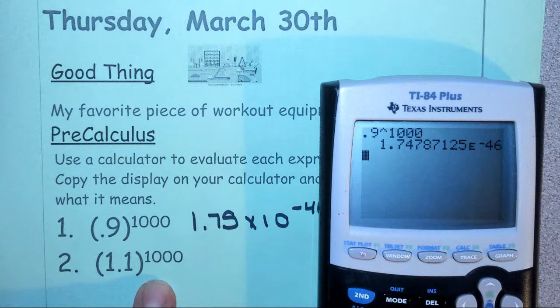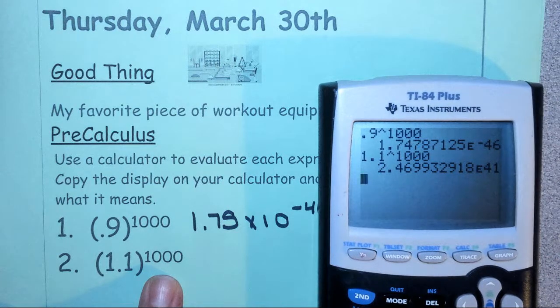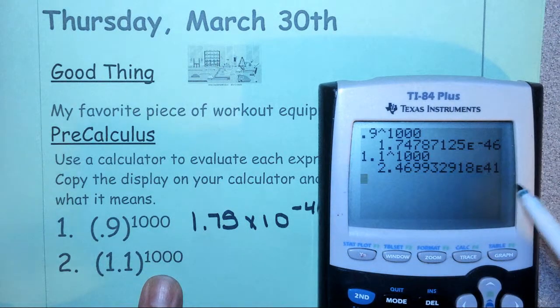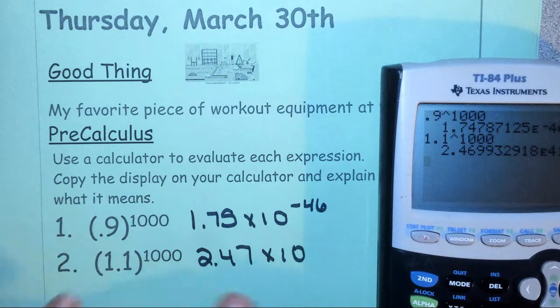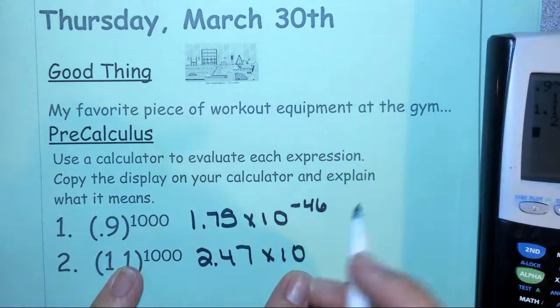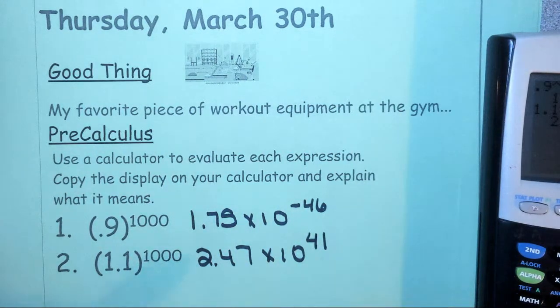The next one, we have 1.1 raised to the 1,000. And this time, I get 2.47, and I got an e to the positive 41. So I'm going to write that as 2.47 times 10 to the positive 41 in scientific notation. Because it's a positive, it's going to move to the right 41 places. So that's 2, 4, 7, and then it would be followed by 39 more zeros. So this would be a really big number.